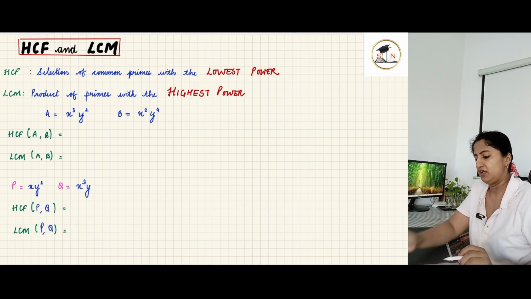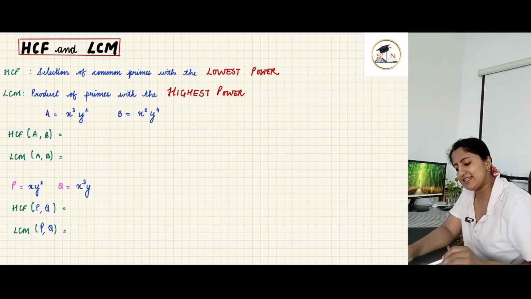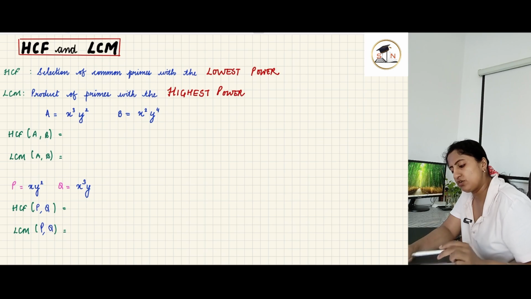Okay, now the first thing, HCF is a selection of common primes with the lowest power, right? LCM is the product of primes with the highest power. Okay, so now we will learn what is HCF and LCM, and we are given two examples. A is x cube y square and B is x square y.